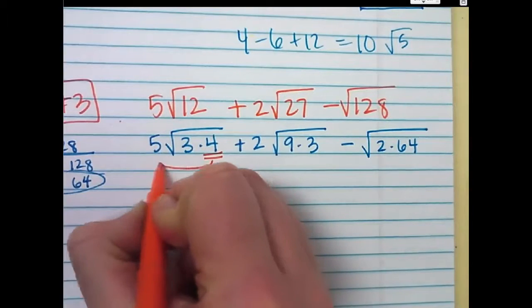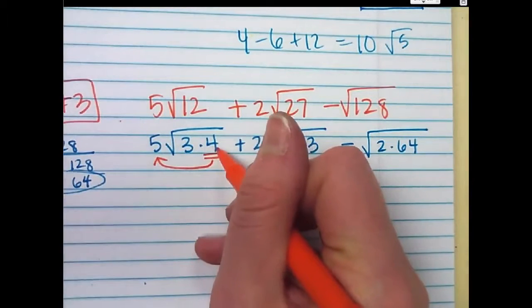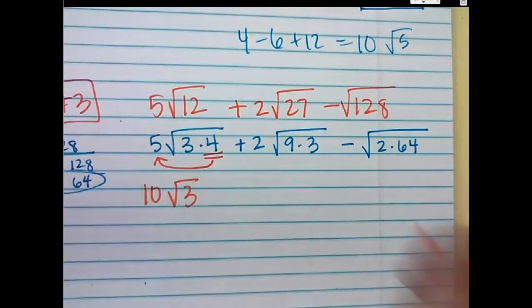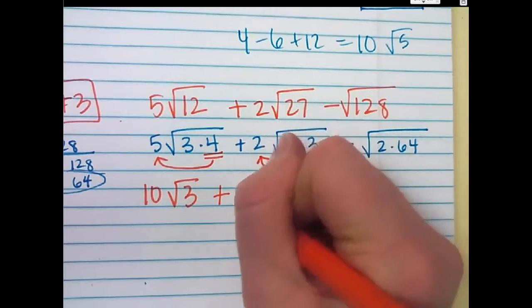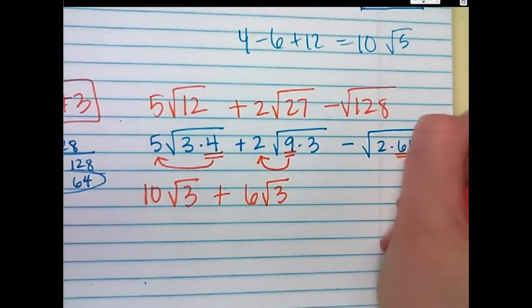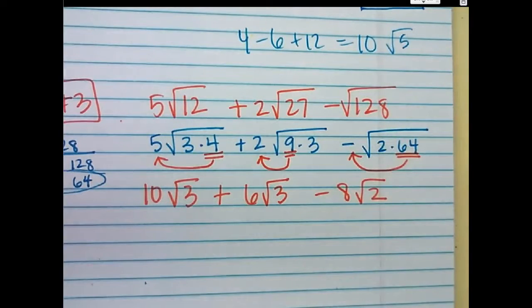So I'll pull this one out. So what goes in front? 10, right? Because you pull out the 4, or square root of 4 is 2. So 10 square root 3 plus square root of 9 is 3, so I'll pull that out. 6 square root 3. And then square root of 64, 8 minus 8 square root 2. So it's a negative 8? Yes. Yeah, so if there's a negative here, pull that down.